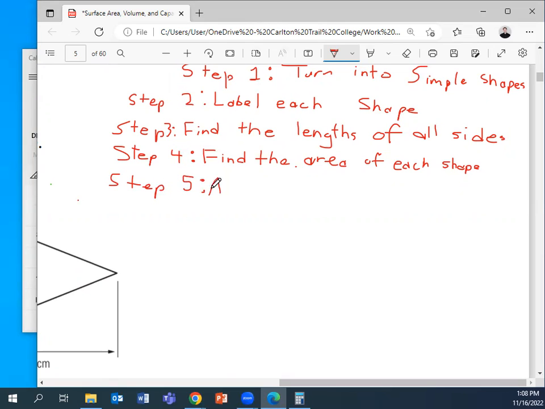I'm going to put add/subtract actually, because, spoiler alert, that's going to come into play. This is a really crucial skill for most people in the trades. If you ever do any home renos, it's a really important skill to be able to do these composite shapes. So step 5 is we add or subtract the area of each shape. Boom, perfect.